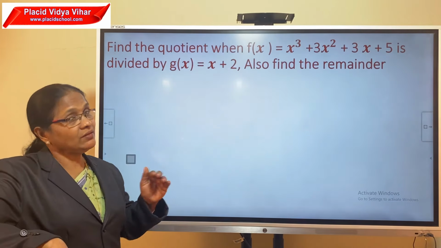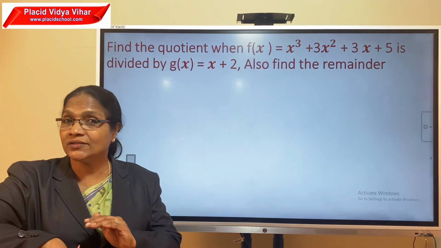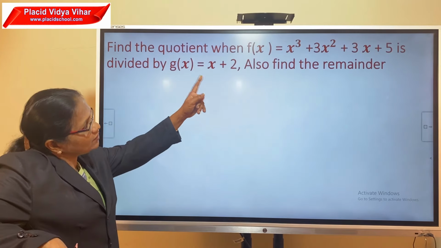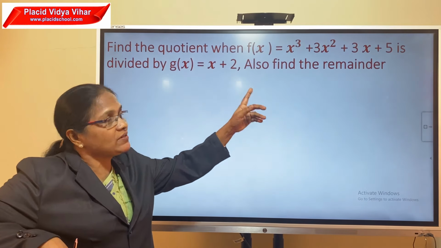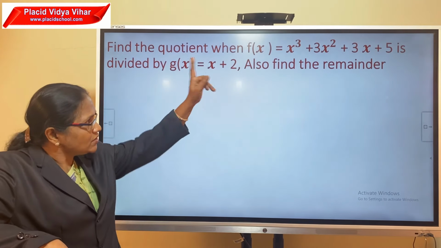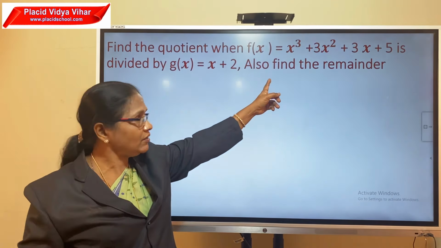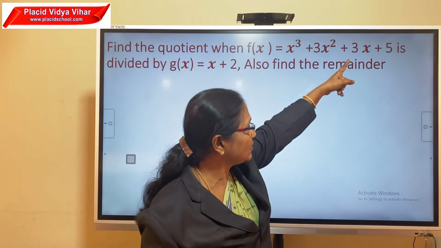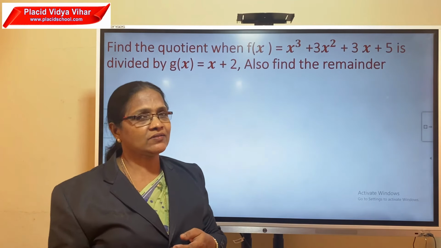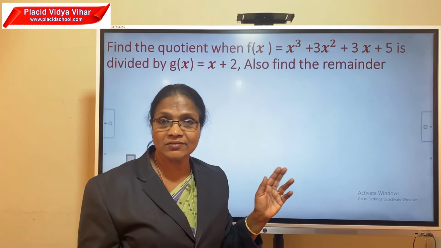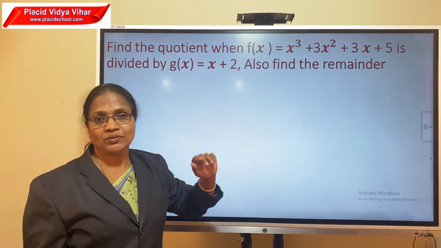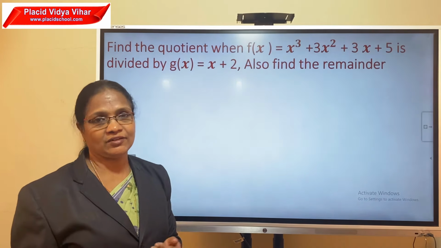For this division, first of all, we have to arrange the dividend and divisor both in the standard form. The dividend f(x) equals x cube plus 3x square plus 3x plus 5. It is in the standard form. The degree of the first term is 3, the second term is degree 2, then degree 1, and the last term, positive 5, is 5x raised to 0, its degree is 0. Again, the divisor x plus 2 is also in the standard form.